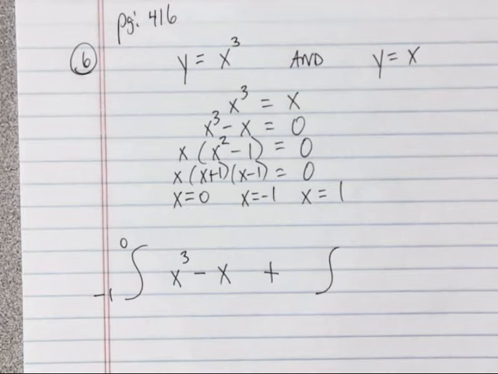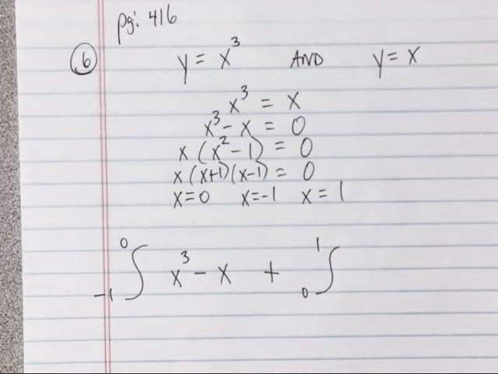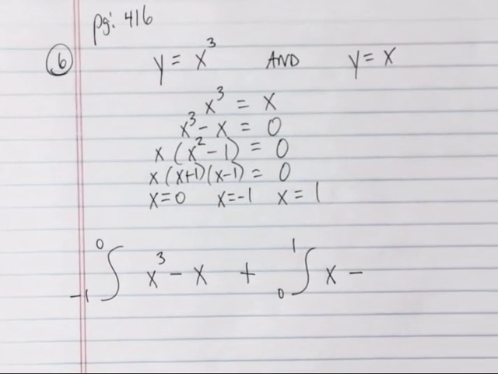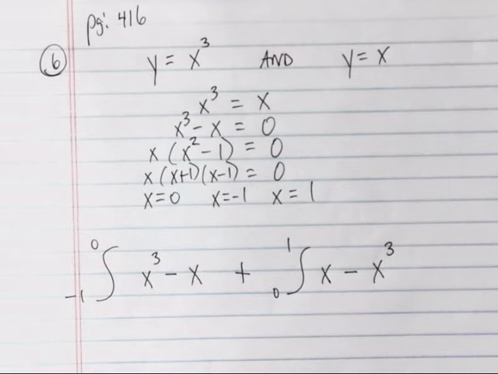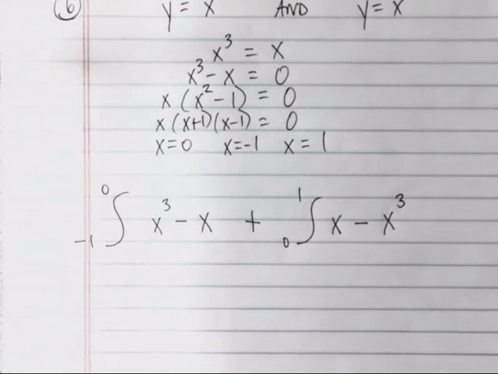and then we want to add that to the area of the shaded region above the x-axis, which is going from 0 to 1. And once again, it switches as to which function is on top and the bottom. So in this case, the function that's on top is x, and the one that's on bottom is x cubed. Okay. So that's something to keep in mind. All right, that's why we have to do this separately. So now that we've got that set up, now we can essentially integrate.